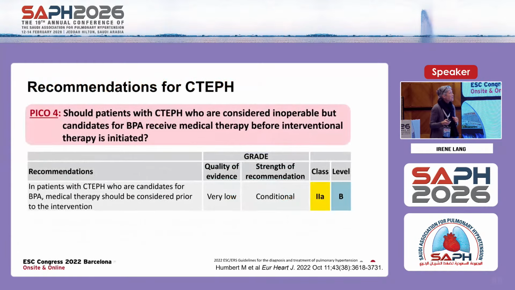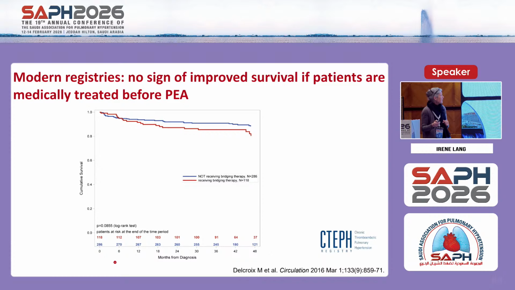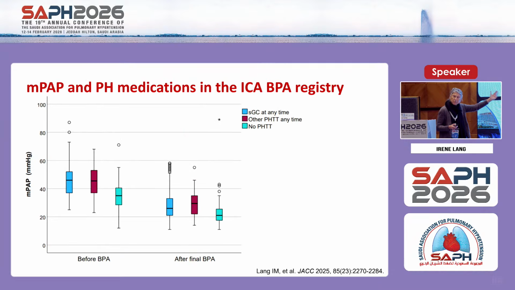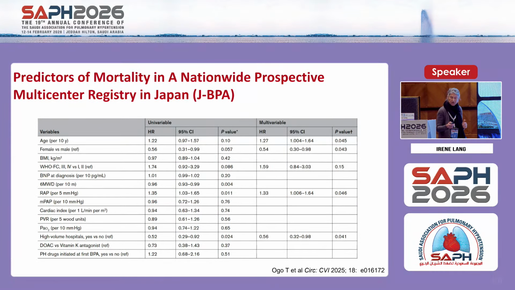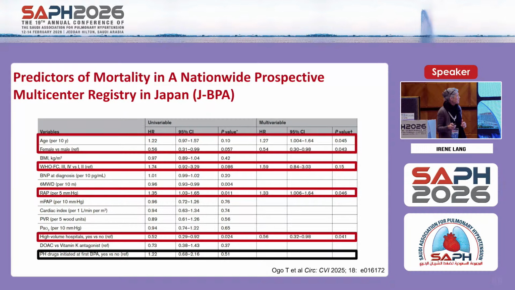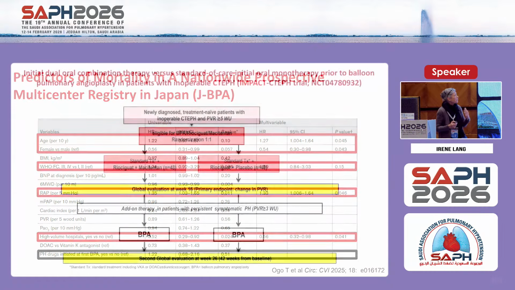And that observation made it into the guidelines as a 2AB recommendation. In modern registries, there was no signal for medical treatment improving survival, improving mean pressure. This is from the BPA registry, and most recently from the J registry. You see at the bottom the black box that there was no interaction with PH drugs initiated before the first BPA. So we don't really know for sure.